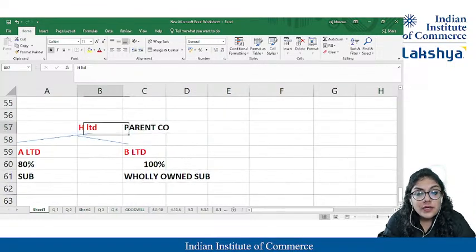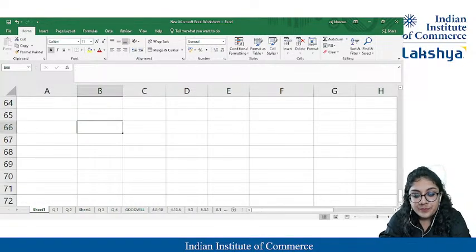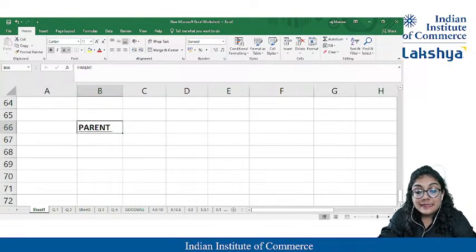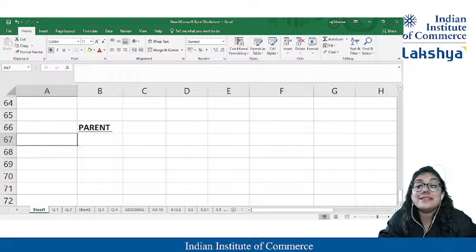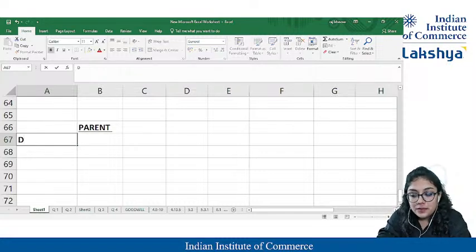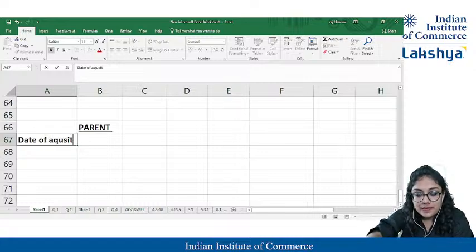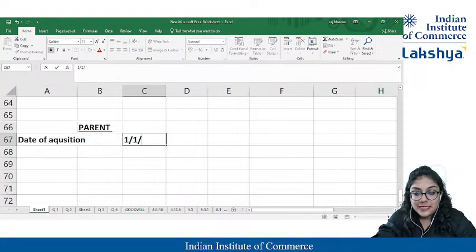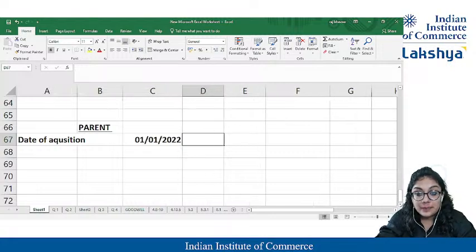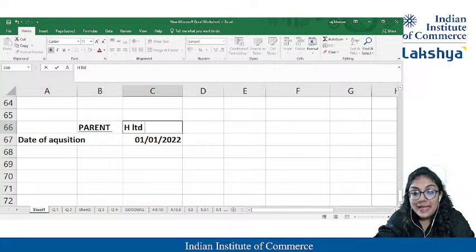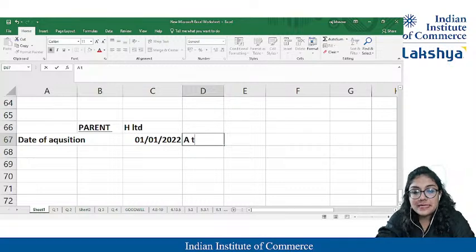At the time of consolidation or at the time of acquisition, there will be a date at which the parent company would have made an investment in that company. For example, the date of acquisition. Suppose the date of acquisition is 1st Jan 2022. H Limited, the parent or holding company, has purchased A Limited on 1/1/2022.